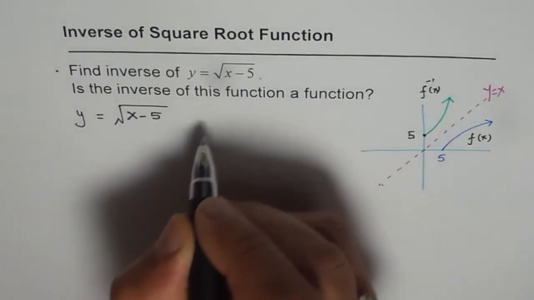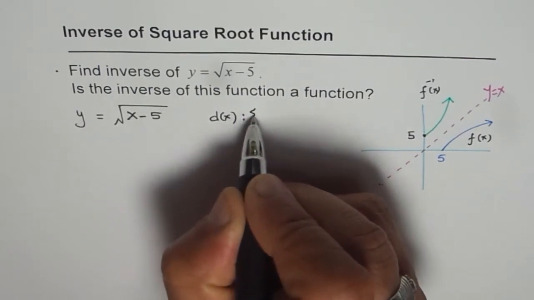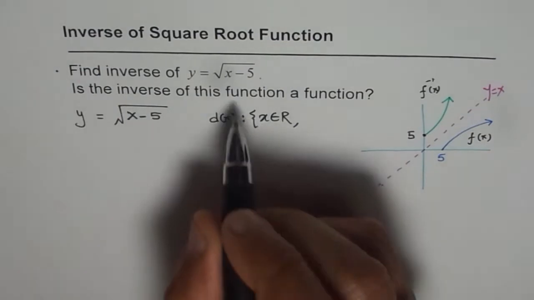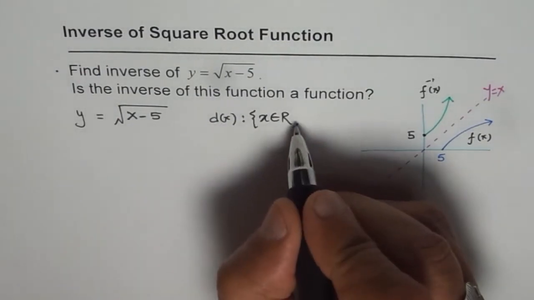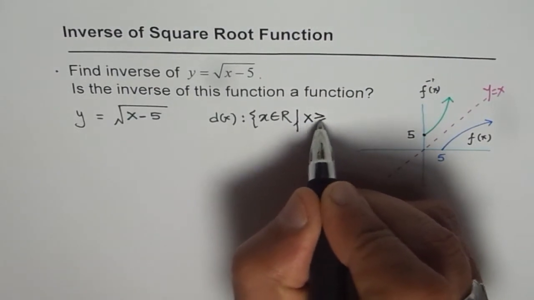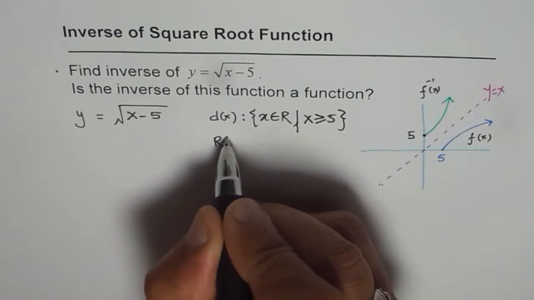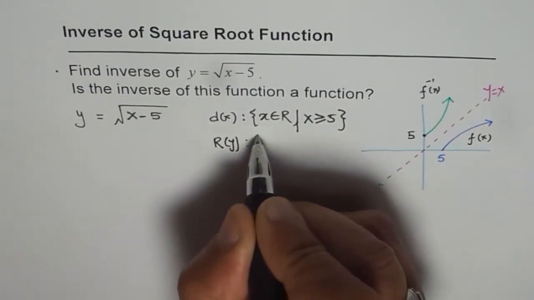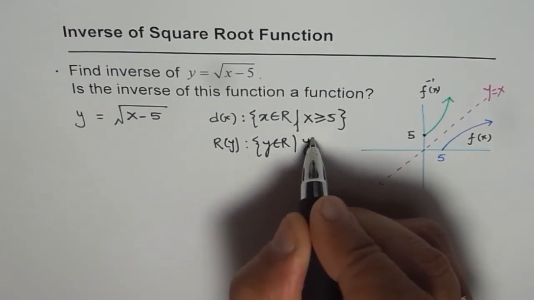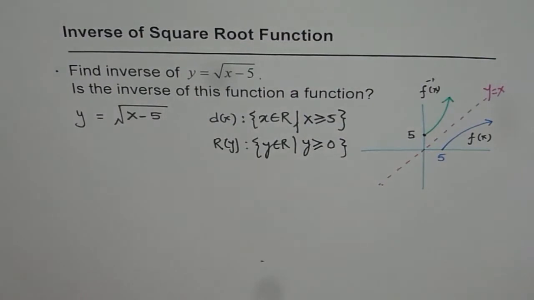Now the domain of this function is x belongs to real numbers where x is greater than or equal to 5. Sometimes we write it like this also, x is greater than or equal to 5. And as far as the range is concerned, let me write capital R, y belongs to real numbers where y is greater than or equal to 0. So that is the domain and range of the function.